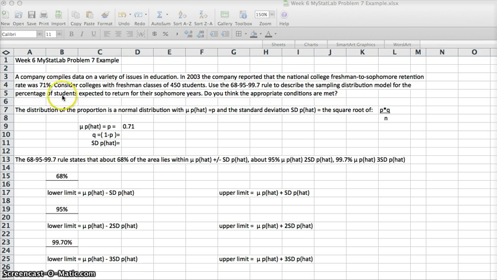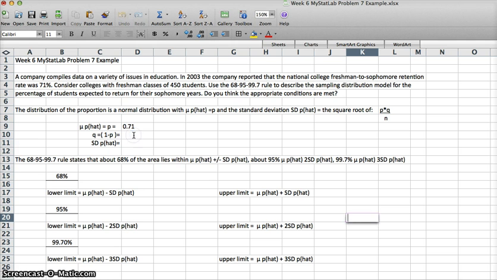So let's take a look at this and see if we can work out what we need to answer this problem. The distribution of the proportion is a normal distribution with mean p hat equaling p and the standard deviation SD p hat being the square root of P times Q over N. So we need to do a little bit of math. We need to know P, Q, and N to start with. Well, we already know what P is. The proportion is given to us. It was a rate of 71%. So that means P will be 0.71.